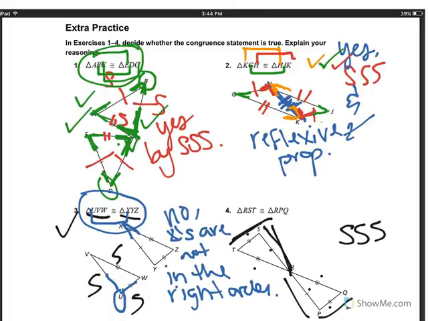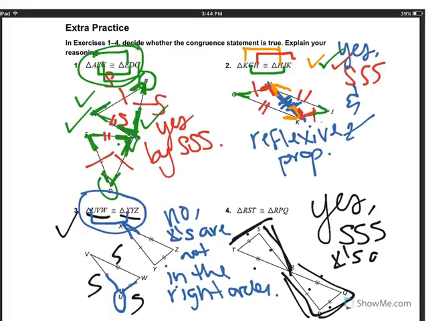So let's take a look at this one. 1 tip mark, 2 tip marks, 3 tip marks. Okay, that ends up being in the right order. So yes, by side, side, side, and the statement is true. Angles are congruent. Good.